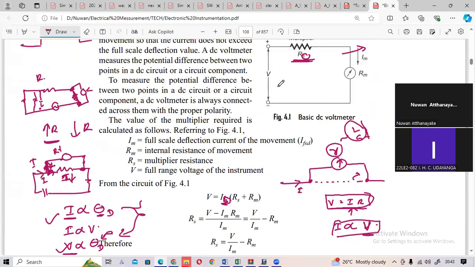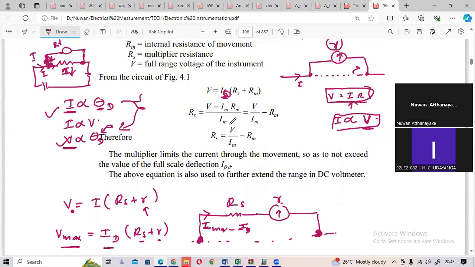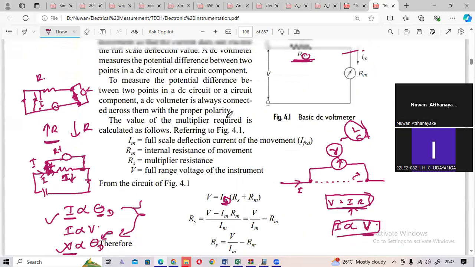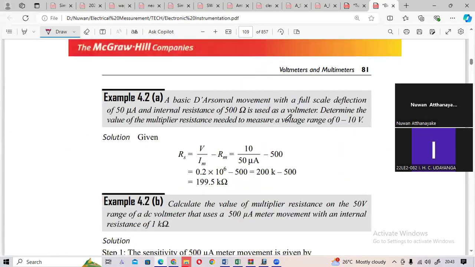So this phenomenon is there. Now let's try to do this example. A basic diagonal movement with full scale deflection of 50 microampere. 50 microampere for full deflection. That means what?